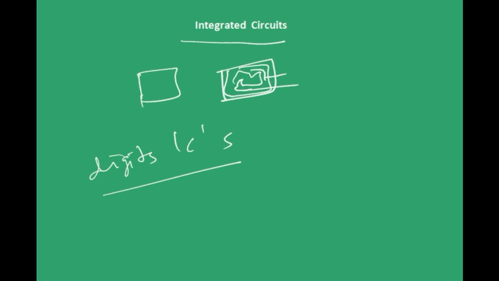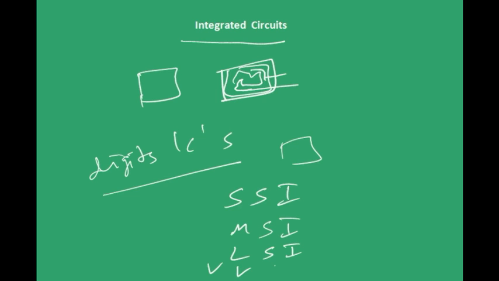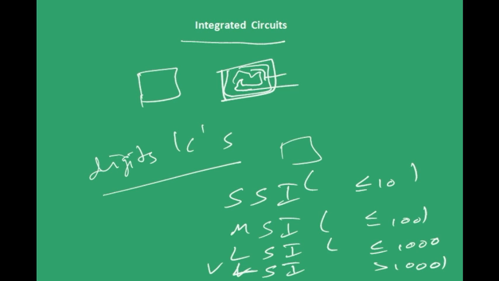Actually, depending on the level of integration, that is the number of circuit components or logic gates that are present in that particular chip or integrated circuit, they can be termed as small scale integration, medium scale integration, large scale integration, or very large scale integration. For small scale integration, the number of logic gates inside that integrated circuit will be less than or equal to 10. For medium scale, it will be less than or equal to 100, and for large scale, it will be less than or equal to 1000. And if it is more than 1000, you call it very large scale integration.